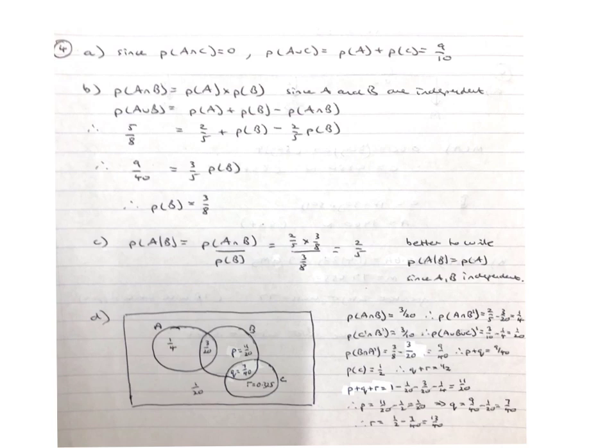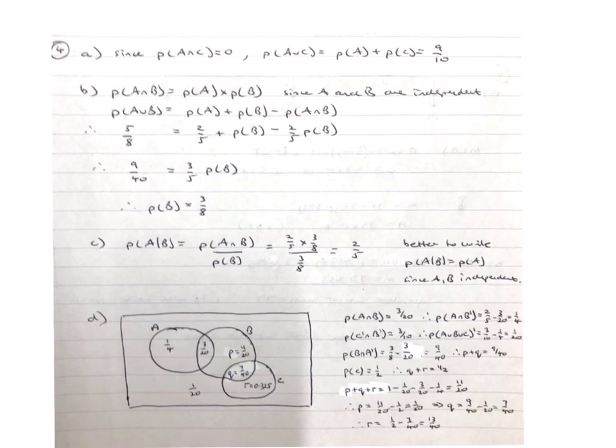Now in question 4, A and C are mutually exclusive, so the probability that you get A or C here is probability of A plus the probability of C. Normally it would be minus the probability of A and C, but that's 0. So that's simply 9/10.